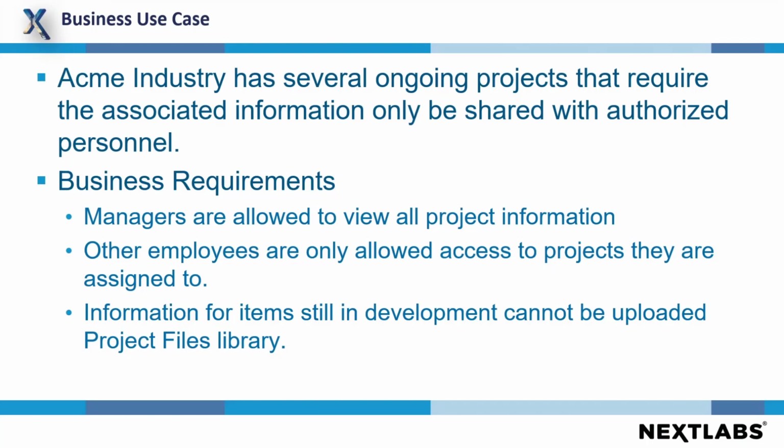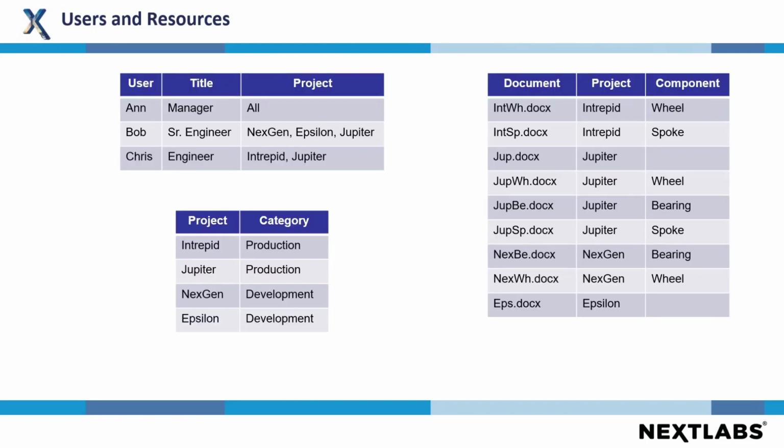For the demo, we will be using three users, Anne, Bob, and Chris. They have been assigned to different projects as seen here. Also, the projects are categorized as being in either production or development. And finally, we have several files that have been labeled with different project information.